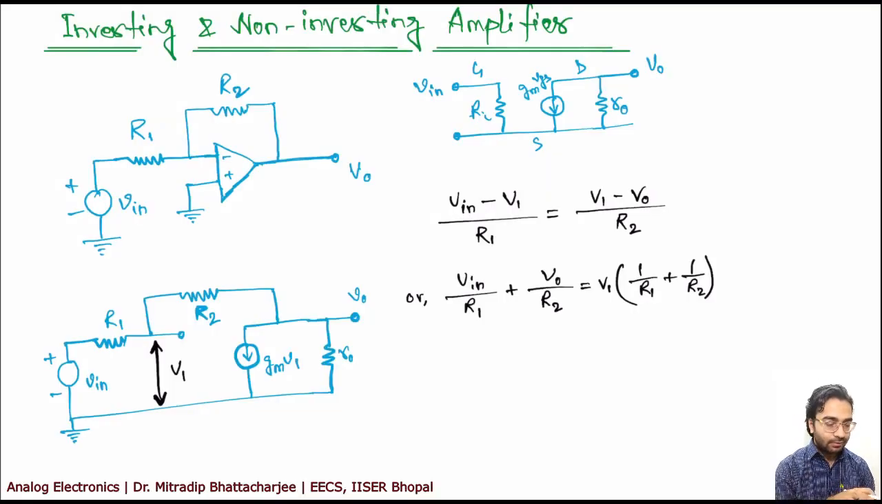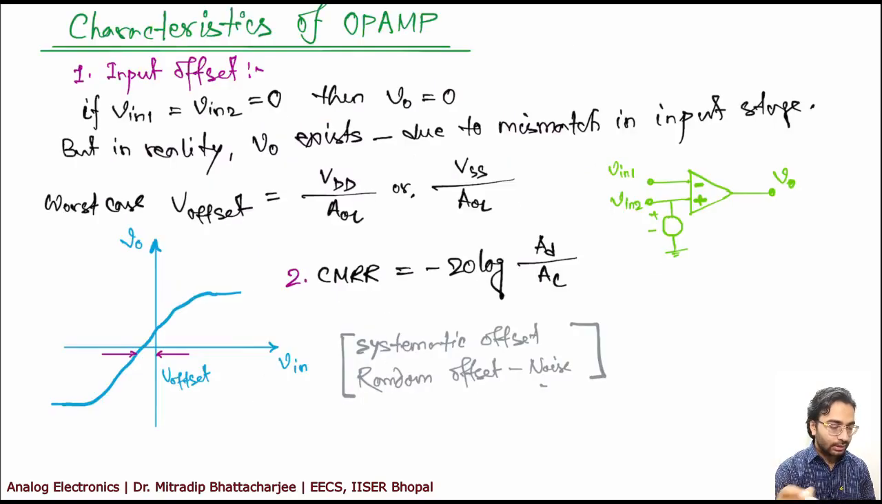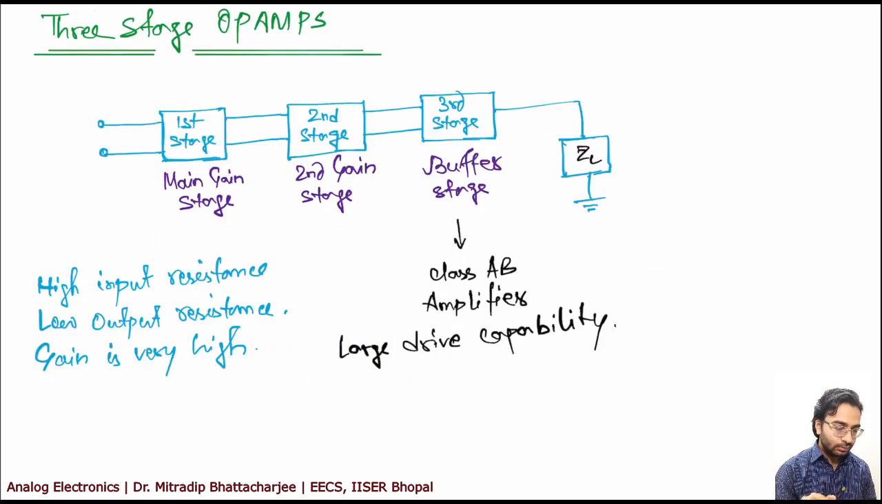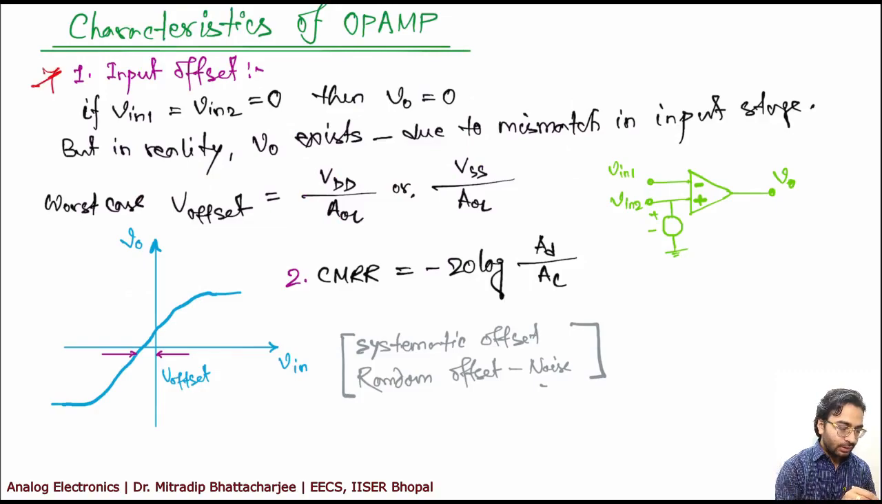So I already have discussed a few important parameters associated with the operational amplifier. The parameters were input offset, then CMRR. Input offset means the change in your input. Even if your input is 0, you get some output on the other side. This is what we call input offset, and I also already said that you may need to use some resistive circuit in order to get rid of this kind of problem.